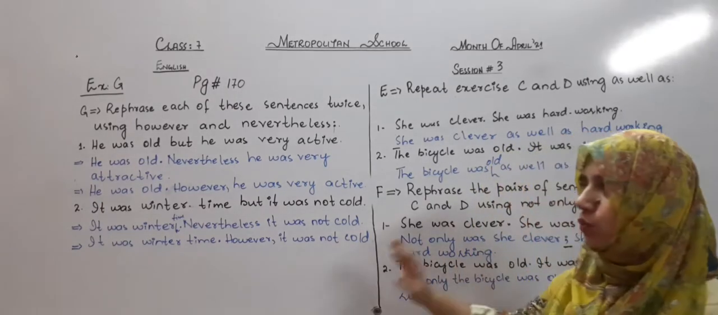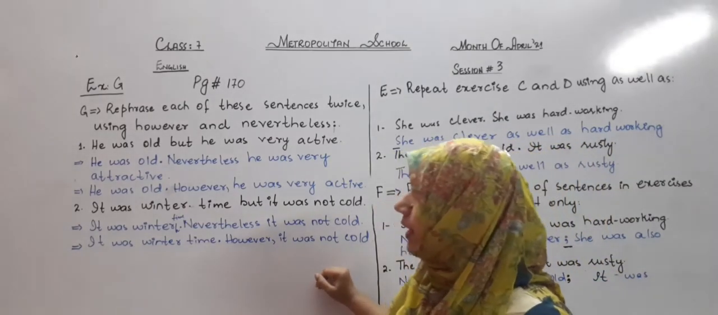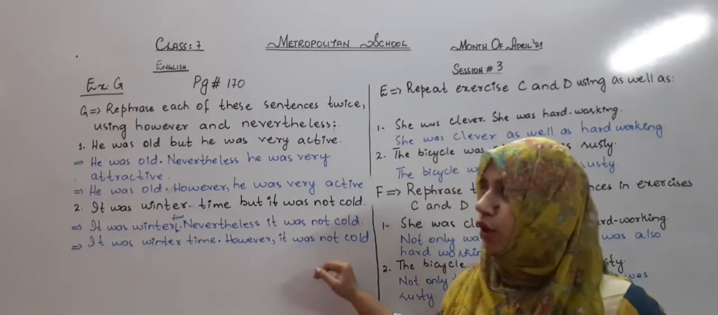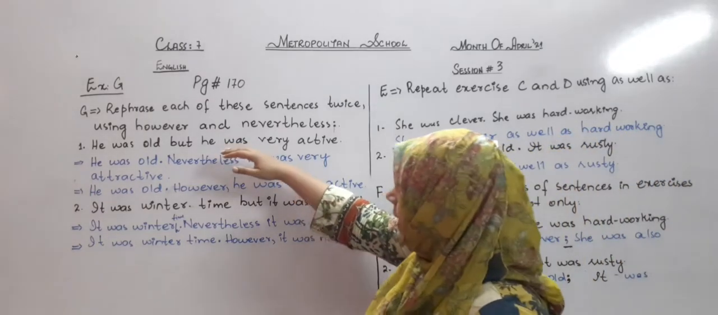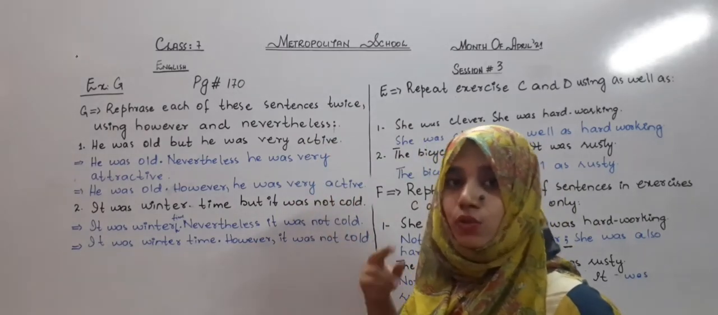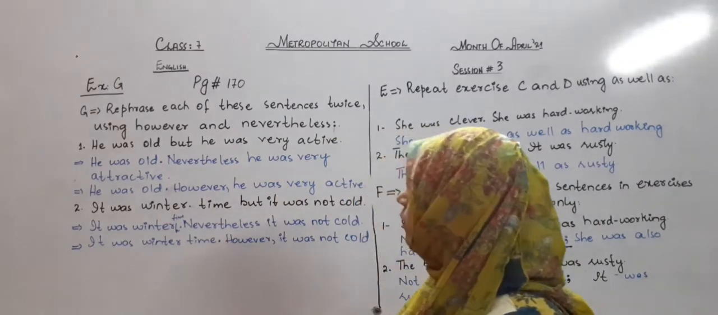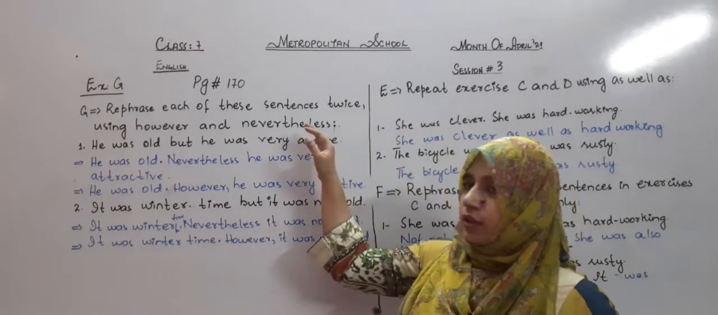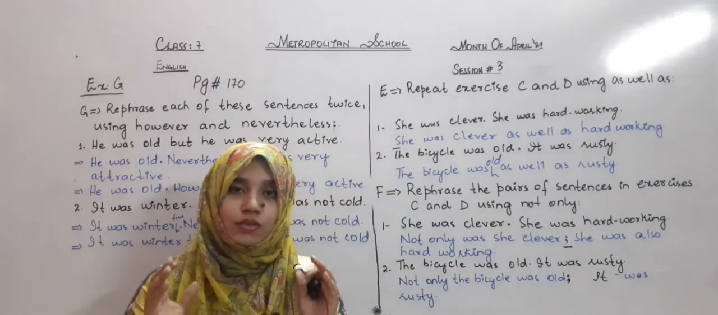Now let's move towards another exercise, that is exercise G of page number 170. What you will have to do in this exercise is rephrase each of these sentences twice. How many times? Twice, means two times, using however and nevertheless, right? But however and nevertheless are not joining words.